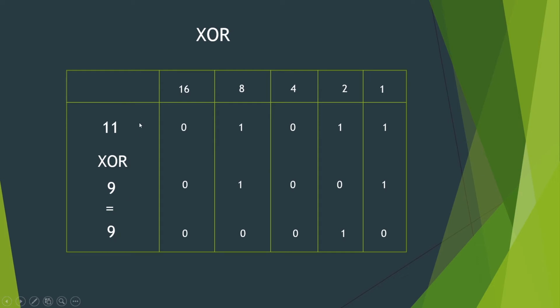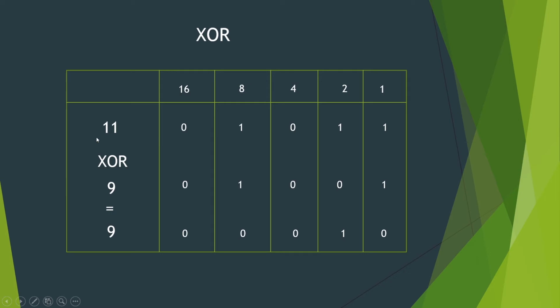The next one is the XOR operation. This is the exclusive OR operation, and this truth table tells us that only if the 2 bits are the same, then the resultant bit is 0. If the 2 bits are not the same, meaning they are different, then the resultant bit will be 1.